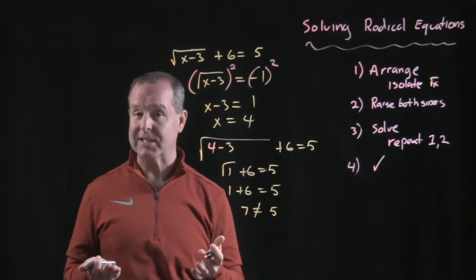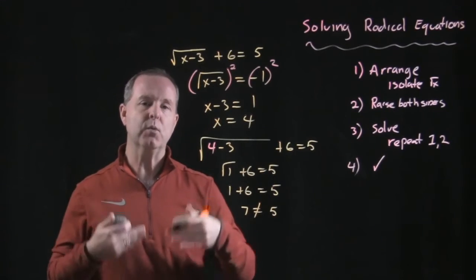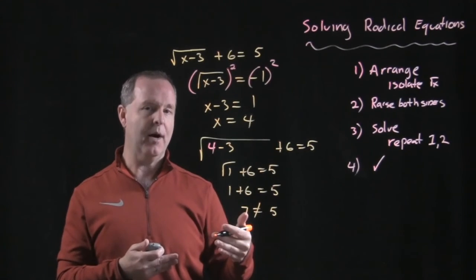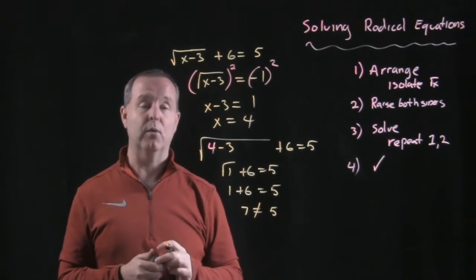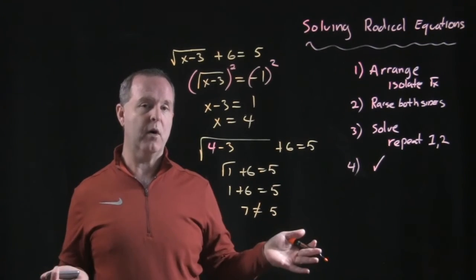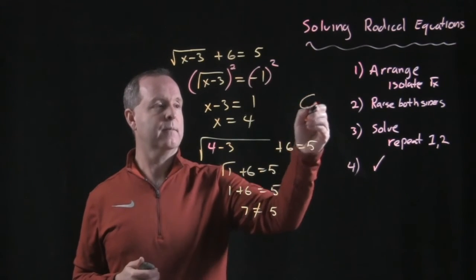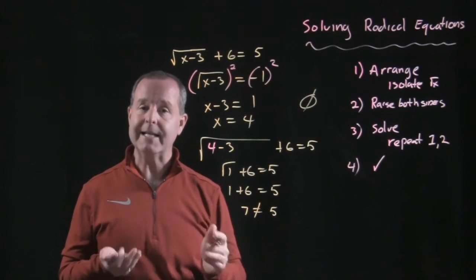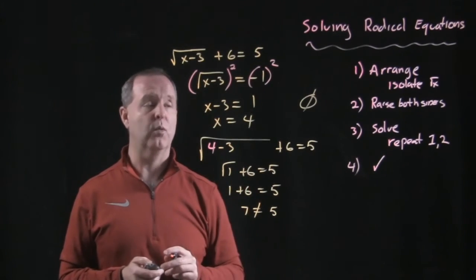It's an extraneous solution. That means the solution was introduced throughout the problem, but it does not check with our original equation. So what's the overall solution to this particular equation? It's the empty set. There is no solution to this original radical equation.